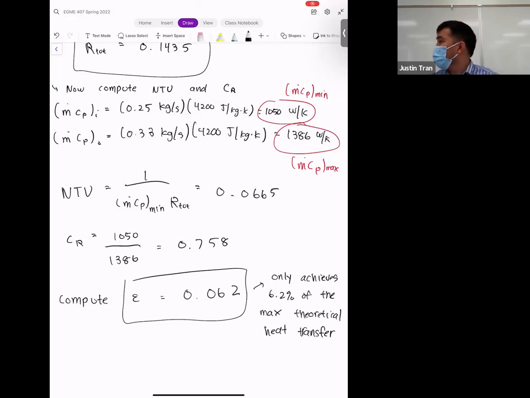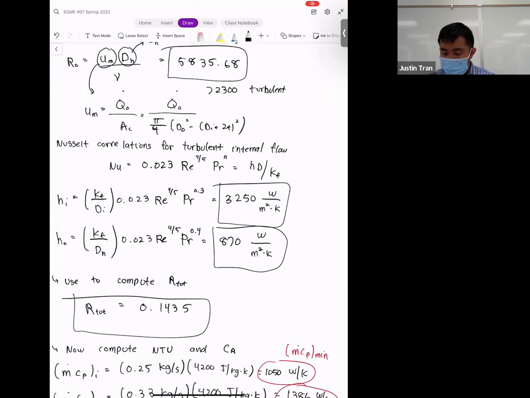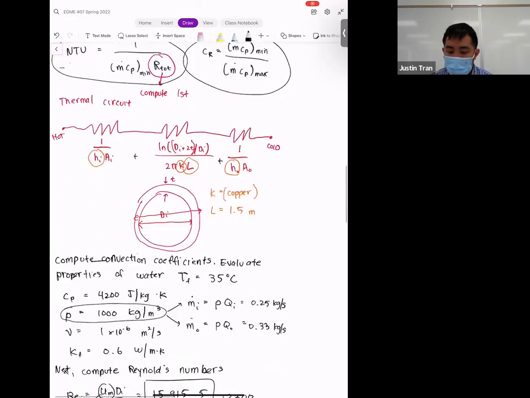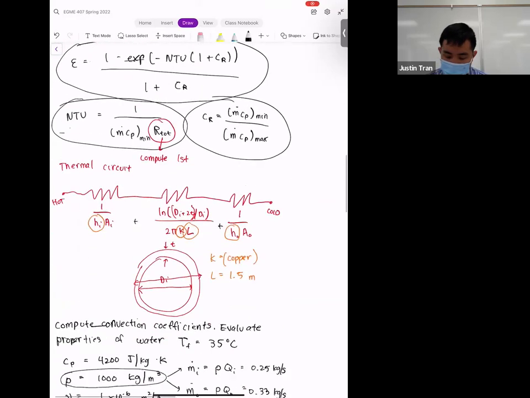Yep. Could you scroll back up to the equation? Yes. Why did you use 0.4? Yeah, so we use 0.3 and 0.4 depending on if the fluid's being heated or cooled. For the outer fluid, that fluid's being heated up, right? Because we have cold water running on the outside and hot water running on the inside. So you use 0.4 if your fluid is being heated up, and 0.3 if the fluid is being cooled down.